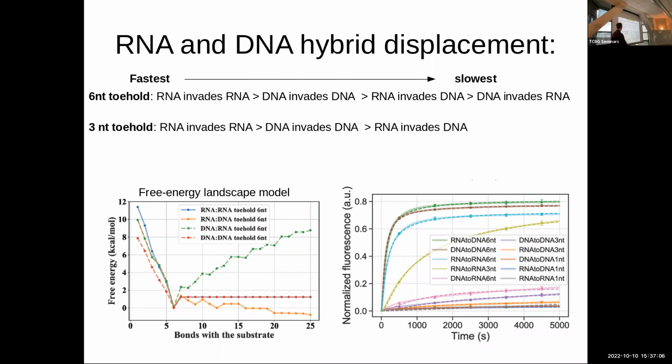And for the 6-nucleotide toehold, we again saw that RNA invading DNA was indeed faster than DNA invading RNA. Again, we suspect that if you have these hybrid systems, the fact that you have to rearrange from a B form to an A form helix does slow down the process a little bit. So this was mostly experimental work.